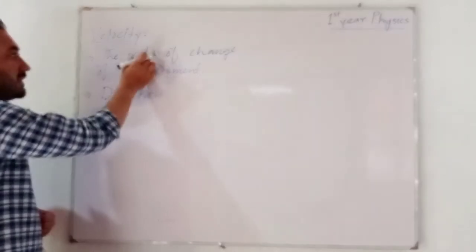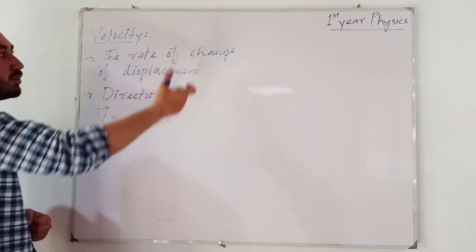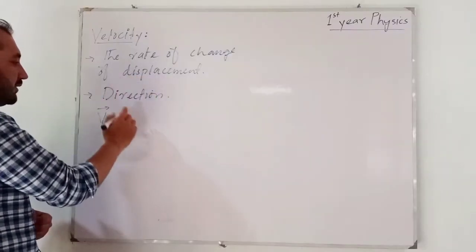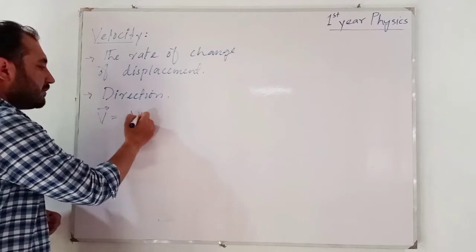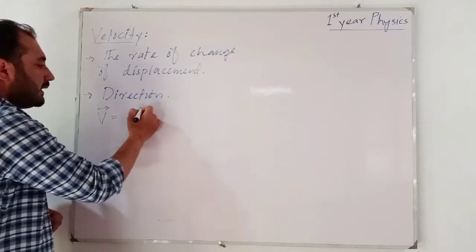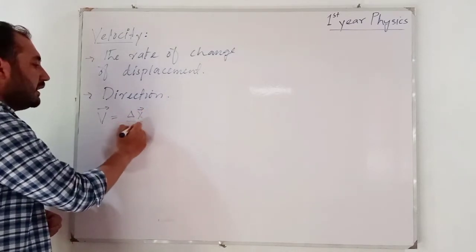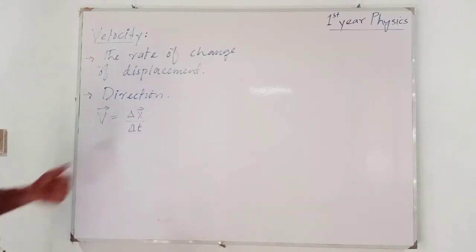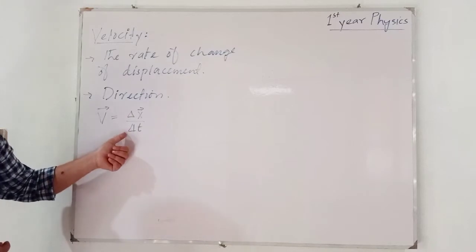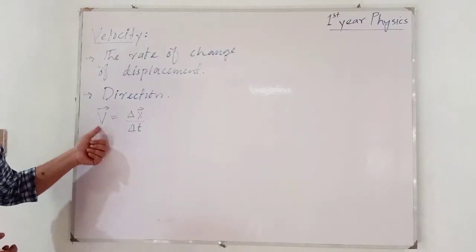So we can represent velocity by the letter V, and this velocity will be equal to the rate of change of displacement. Rate of change means time is involved, right? With respect to time, we are going to find the change in displacement. So for simplicity, I am going to represent displacement by x. Delta x represents the change in displacement, and delta t represents the change in time, right? So the rate of change of displacement is what we call velocity.